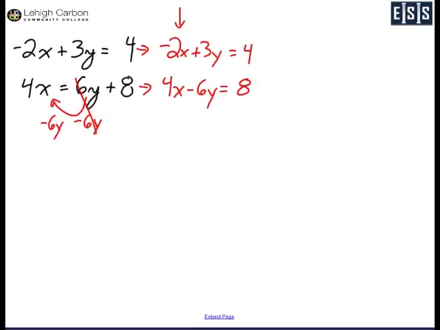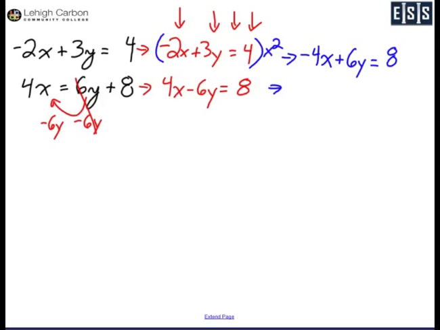Again, I have x's, y's, my equal sign, my constants. Everything's lined up vertically. So now I want to get things to cancel out when I add them together. If I look at my x's, I have -2x in the top, 4 in the bottom. To get those to cancel out, I'm going to take my top equation and multiply everything by 2. -2x becomes -4x, plus 3y times 2 is 6y, equals 4 times 2 is 8. My bottom equation, I'll just leave the same. 4x minus 6y equals 8. Add these together.